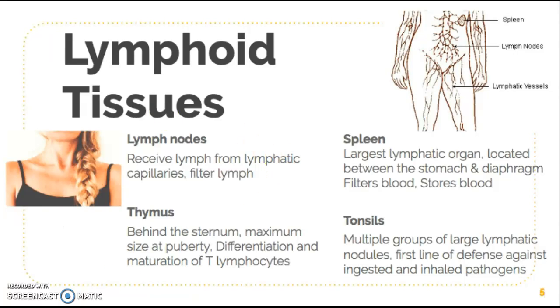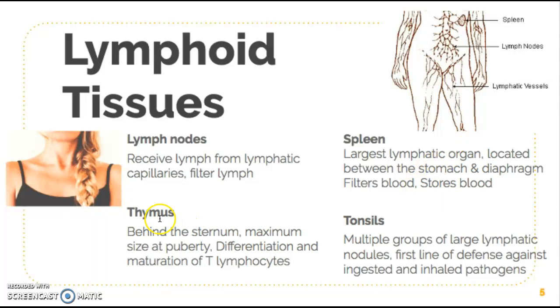So some of the main tissues involved in the lymphatic system are going to be your lymph nodes, the thymus, the spleen, and your tonsils, all of which you might have heard of before. So again, the lymph nodes receive the lymph from the lymphatic capillaries, and they're going to filter. The spleen is going to be the largest lymphatic organ, and you can kind of see it in this diagram up here. It's located between the stomach and the diaphragm. Generally, it's going to filter blood, store blood. It has other functions as well, but that's how it's involved in the lymphatic system.